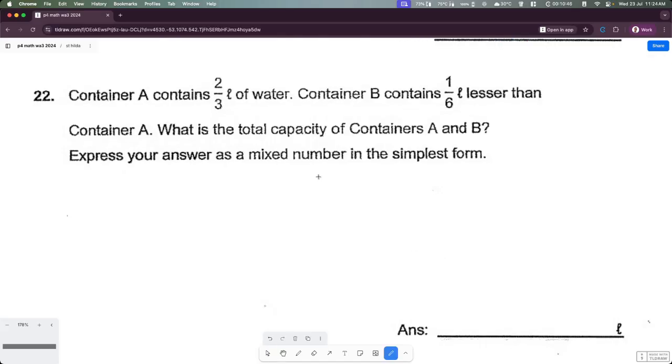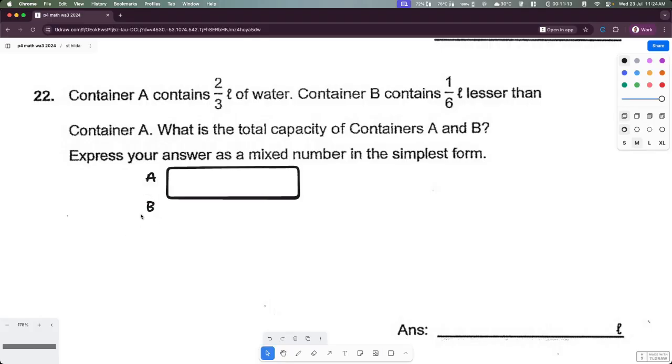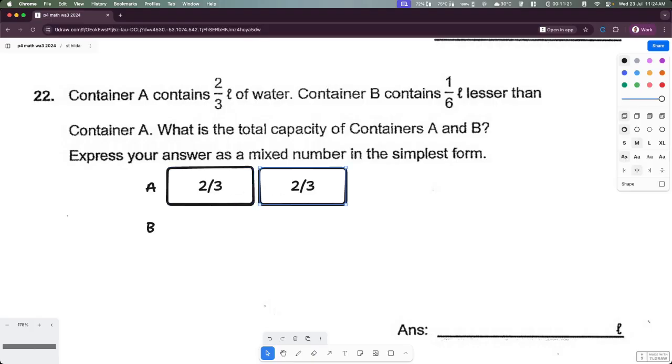Question 22. Container A contains 2/3 liters of water. Container B contains 1/6 liters less than container A. What's the total capacity of container A and B? If I were to visualize it, for example, let's say A and then you have B. So let's put B over here. Container A has 2/3, so I'm going to put it like this, 2/3. And then container B has 1/6 liters less.